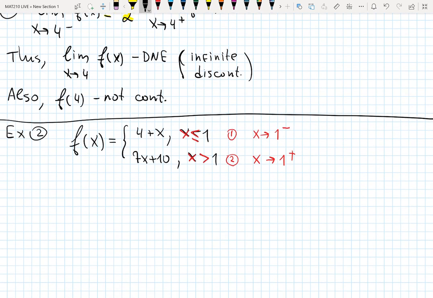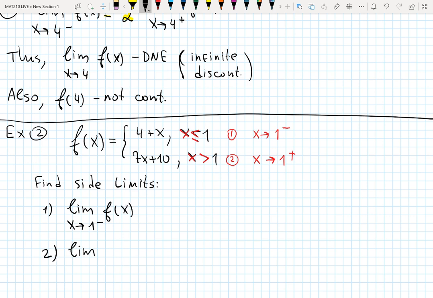So for this problem, we want you to find side limits. Let's do the first limit: as x approaches 1 from the left, f of x, and the second one, x approaches 1 from the right, f of x. Nice. And now, based on my explanation, I think you're getting it.